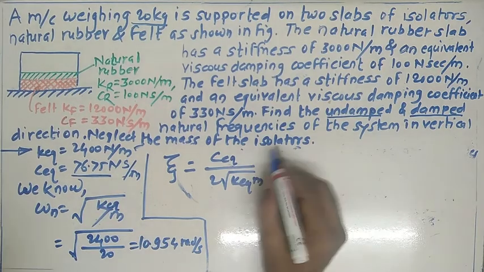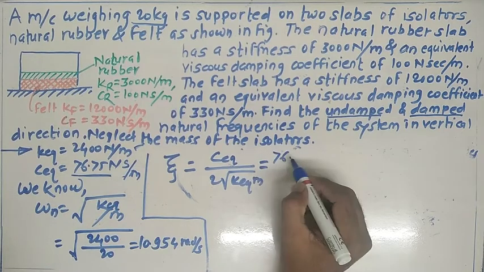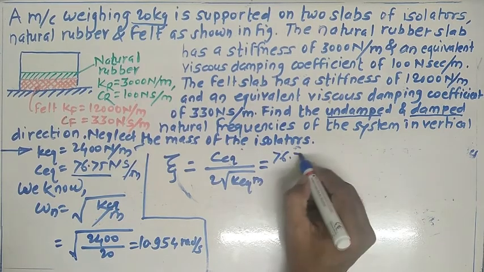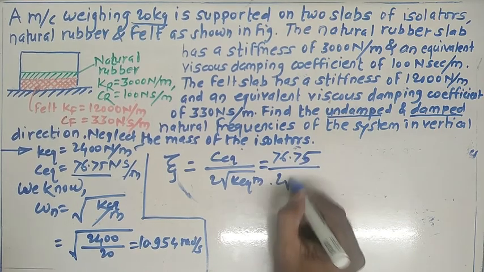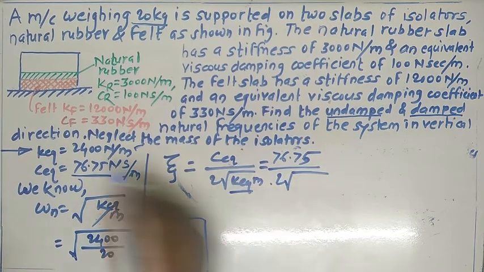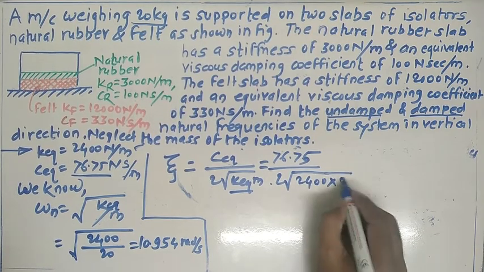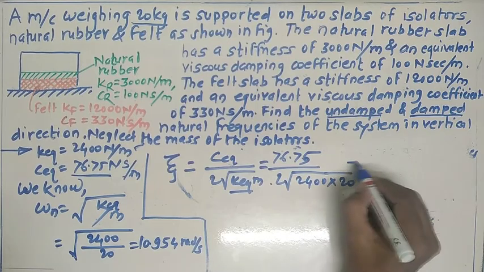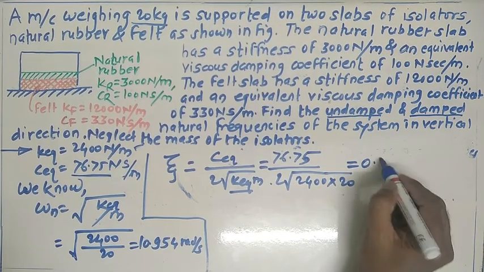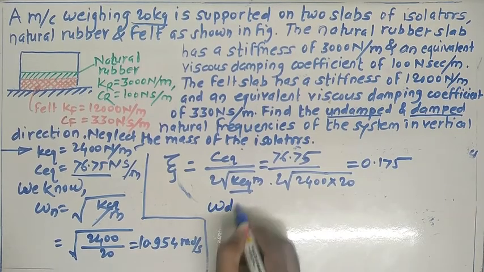So what about this one? Just substitute the value for c equivalent, 76.75, divided by 2 into square root of k equivalent, which is 2400, multiplied by the mass, which is 20. So easily we can get the value for zeta. Once we get the value for zeta, our task becomes very easy.